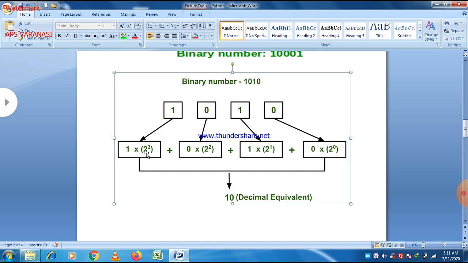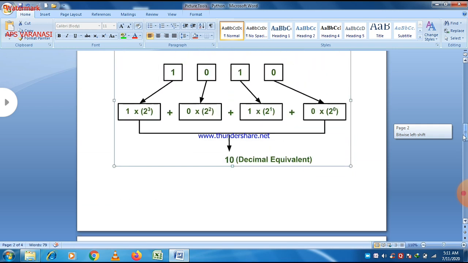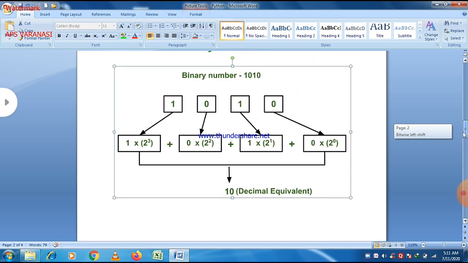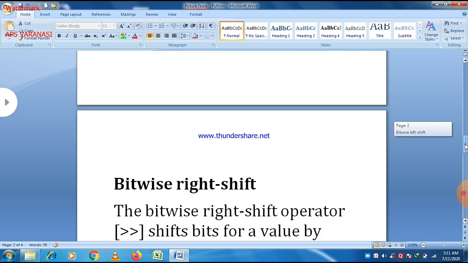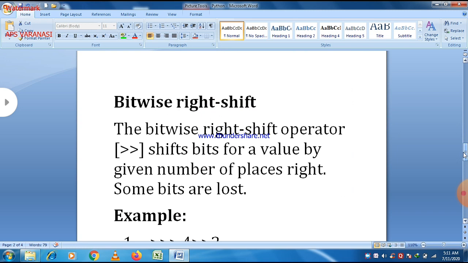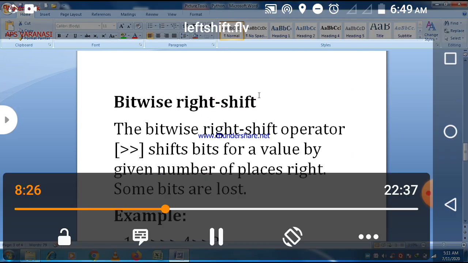So we start from 2 power 0 and go on from left to right, multiplying each bit by 2 power n. Here n is the position of the number. After that, add all these numbers, and whatever you get is the decimal equivalent corresponding to that binary number.